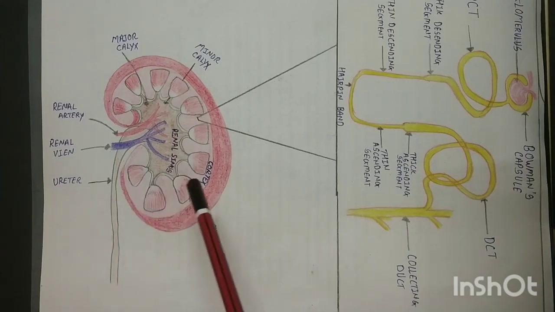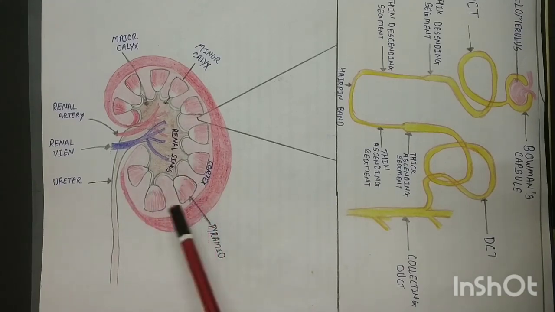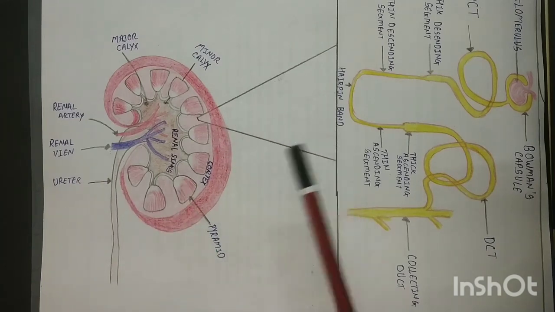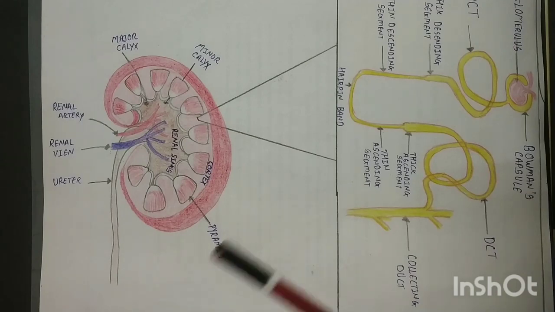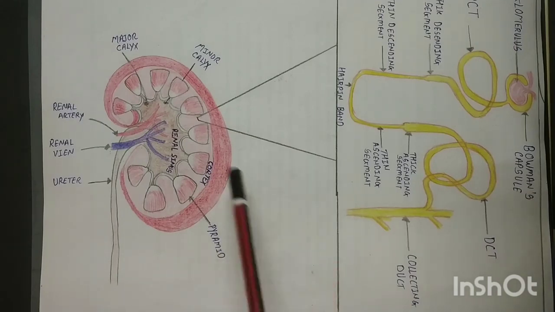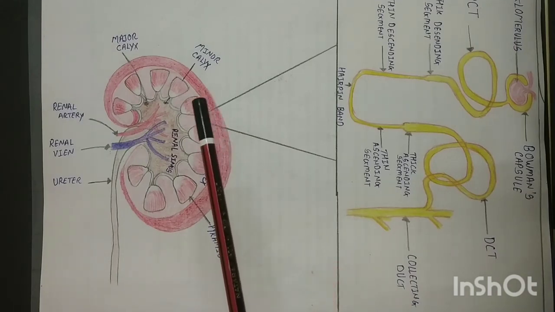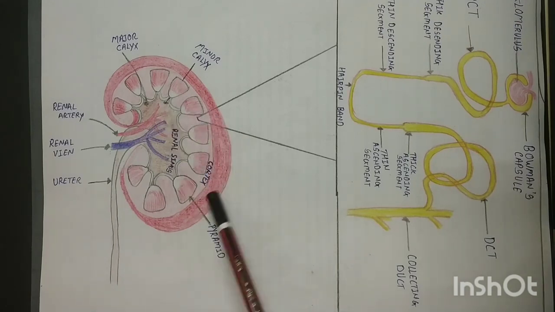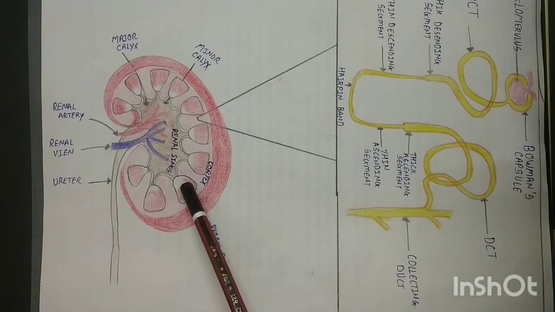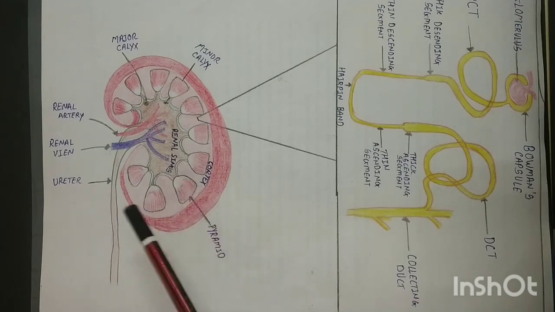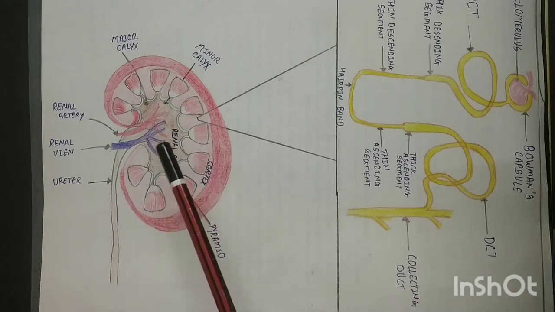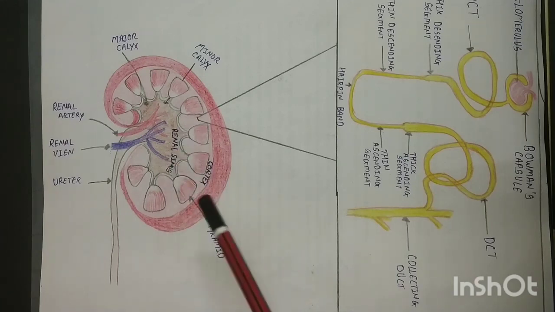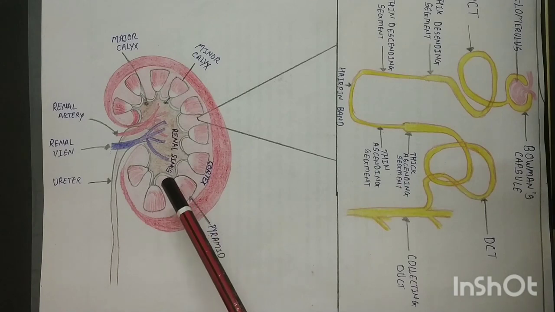So the medulla contains the medullary pyramids, which are also very important for some mechanisms. And you can see here the minor calyx. The minor calyx is nothing but the upper part of the pyramid, and the lower part of the pyramid is known as the major calyx. And you can see here that the major calyx is just toward the renal sinus.